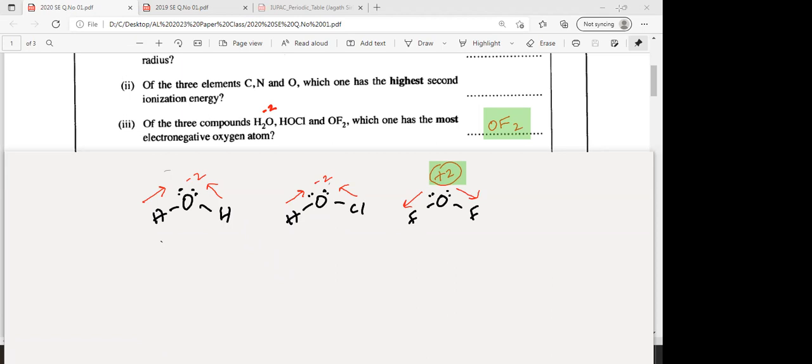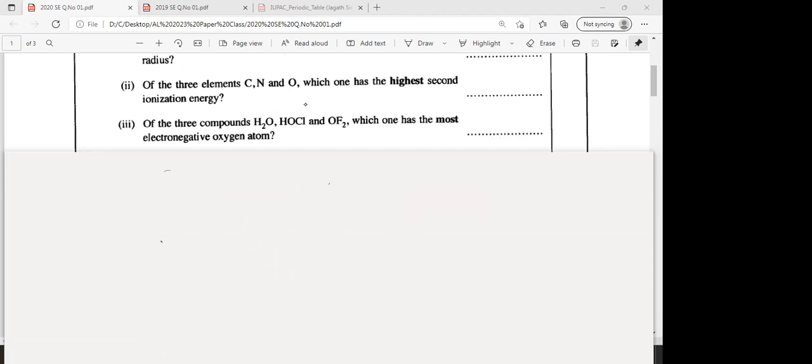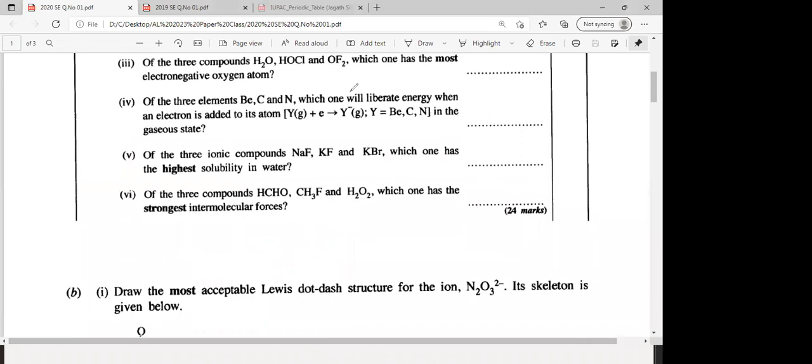Okay, so you understood, right? So always check, when they ask the electronegativity of the same atom or the same element, what should you check? Charge, oxidation number, and hybridization. What are the 3 things? Hybridization, charge, and the oxidation number. Then part 4. Part 4: of the 3 elements, which one will liberate energy when an electron is added in the gaseous state?